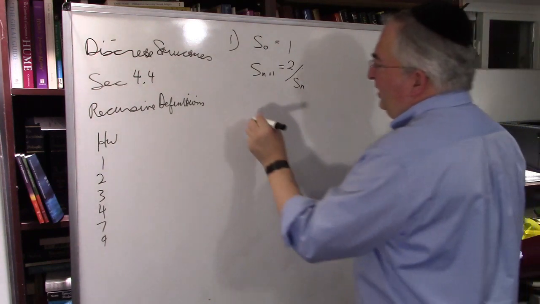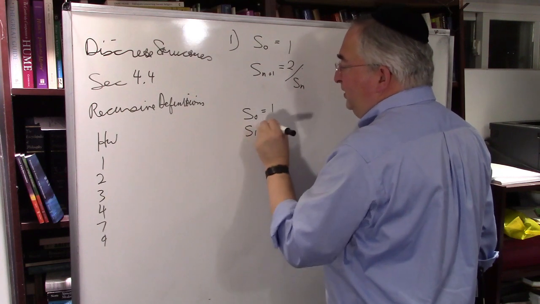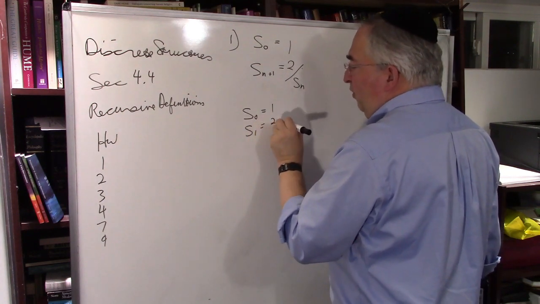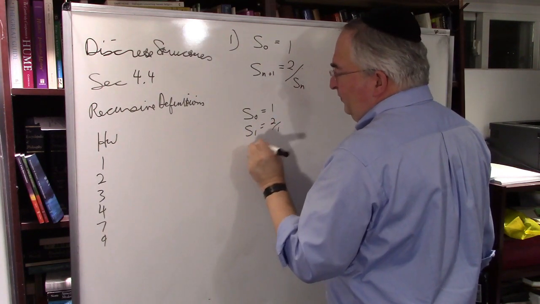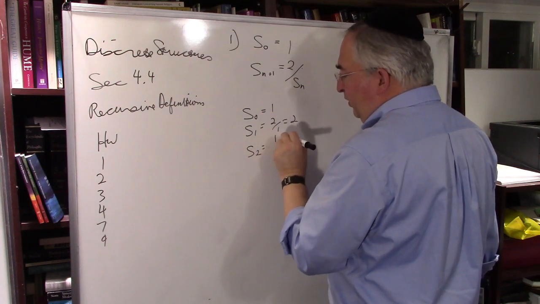So S0 is equal to 1. S1 is equal to 2 over 1, good, which is equal to 2. S2 is equal to 1 over 2.